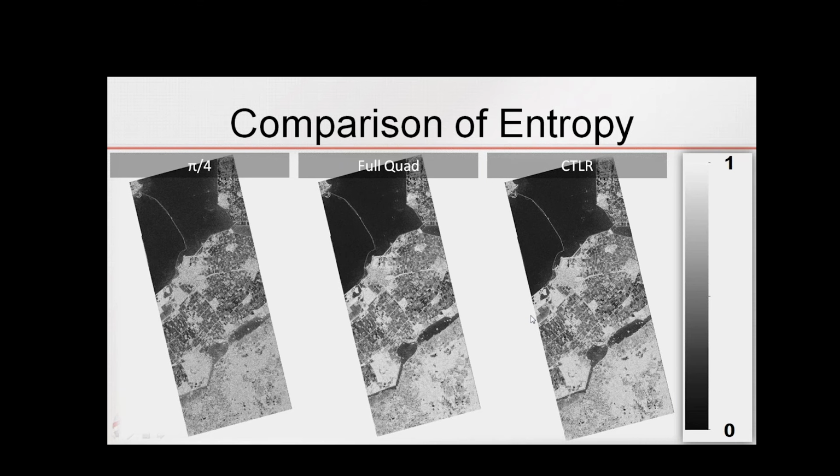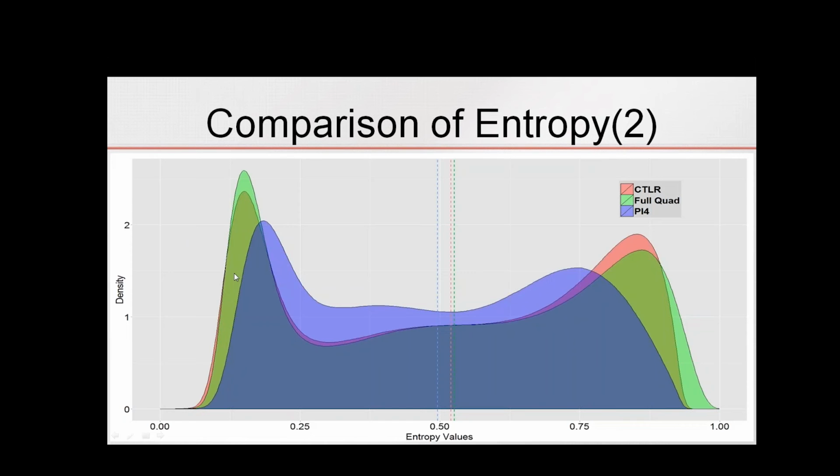So for Polarimetry, it seems there's a greater amount of mixing of scattering mechanisms in the water, as you can see in the highlighted areas right here. And in urban areas, the amount of mixing doesn't seem as high as the full quad scene. So it seems a little lighter in the Polarimetry than the full quad. Now for my CTLR scene, there doesn't appear to be any noticeable difference. But let's have a closer look at the distributions.